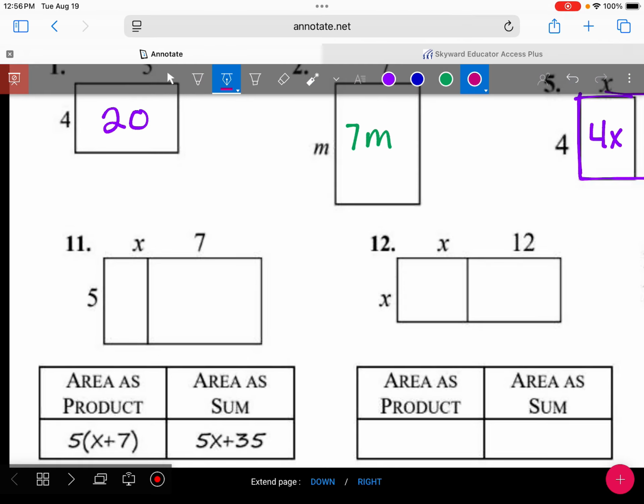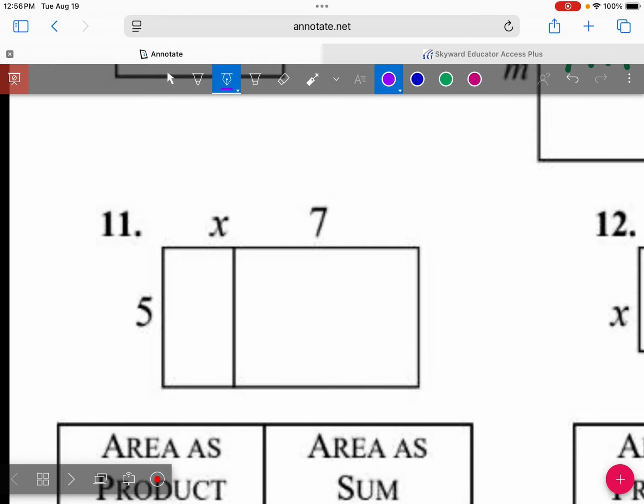So looking at 11, just jumping over the line things there because those are silly. Would that be 5x plus 35? Or 5x plus 7, like in parentheses? Yep.